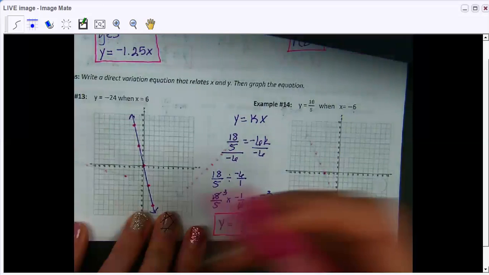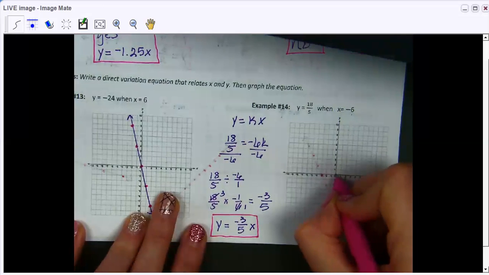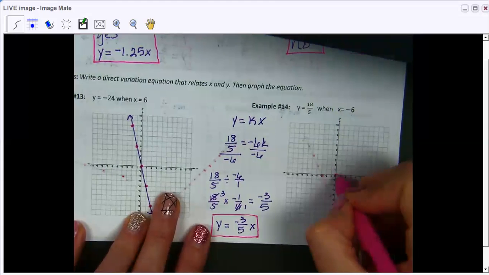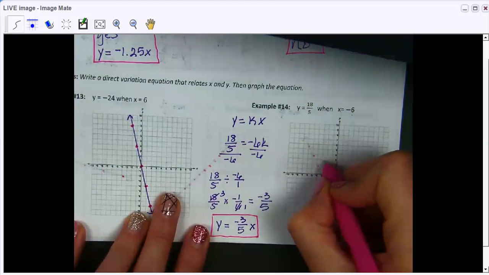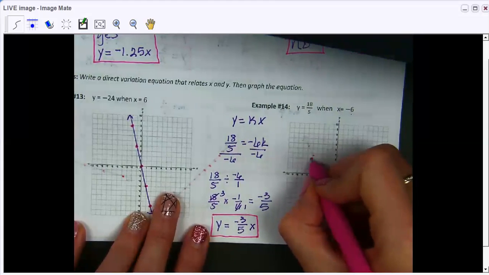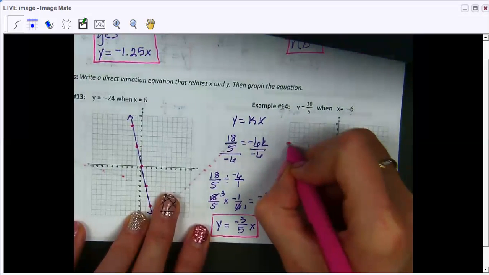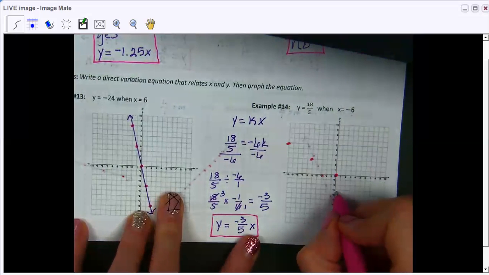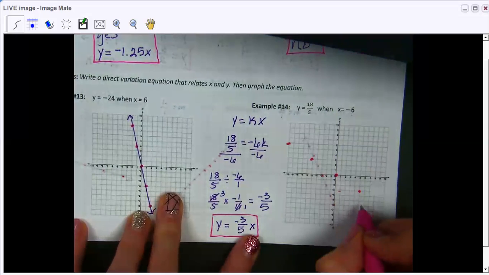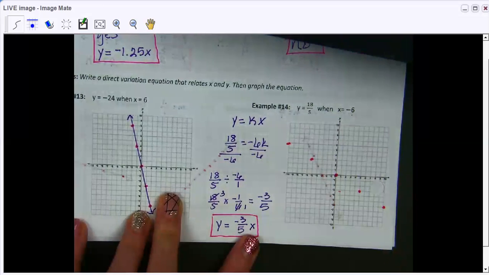So we're going to start at the origin. And it's a -3/5. So we're going to go up 3 and to the left 5, or you're going to go down 3 and to the right 5. And you have your line.